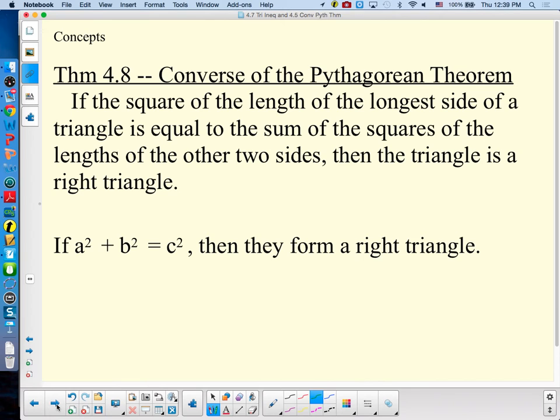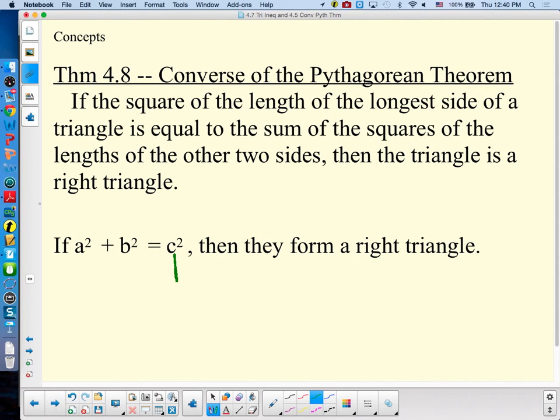So the converse of the Pythagorean theorem is, if you want to just write the bottom one instead of the words up at the top, that probably makes sense. The top says if the square of the length of the longest side of a triangle is equal to the sum of the squares of the lengths of the other two sides, then the triangle is a right triangle. As long as you know that C has to be the longest side, the equation part probably makes a little bit more sense. So if A squared plus B squared equals C squared, then they form a right triangle.